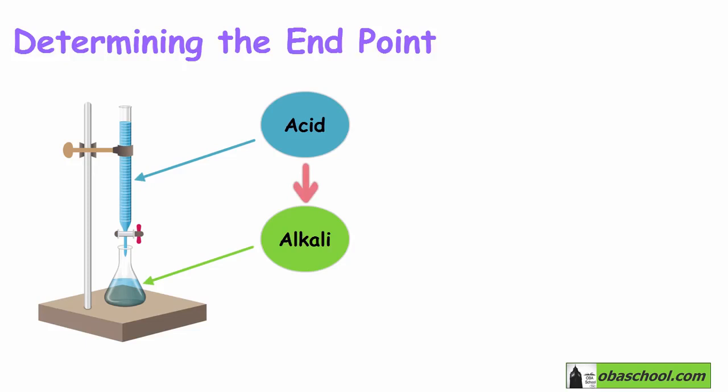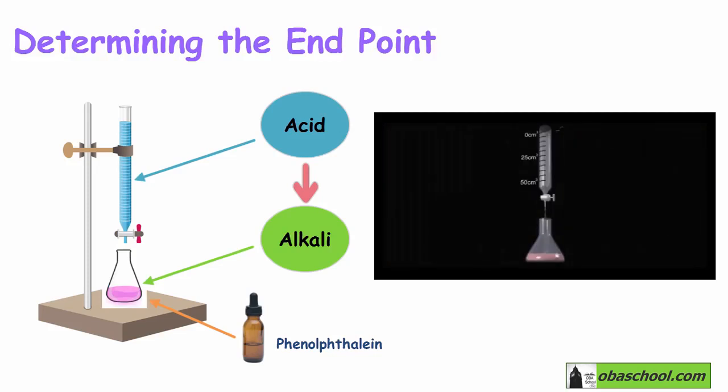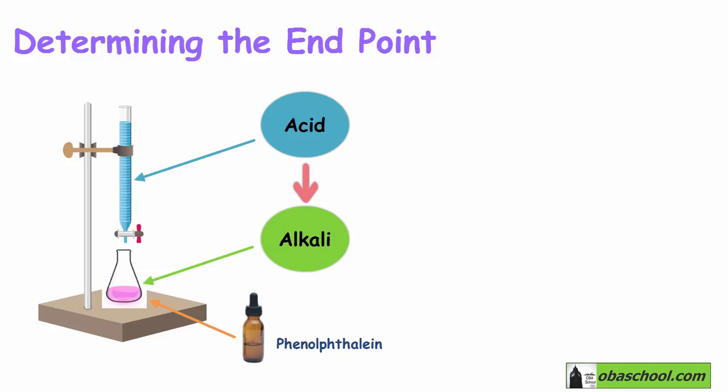We have to add a few drops of the indicator, which is phenolphthalein, to the conical flask. We will add this indicator to help us observe clearly the endpoint. When the indicator is added to the alkali solution, the color of the solution will become pink. When enough acid has been added from the burette to neutralize the alkali, the color will change from pink to colorless. So now, after we have added the indicator into the flask, we can start the titration.